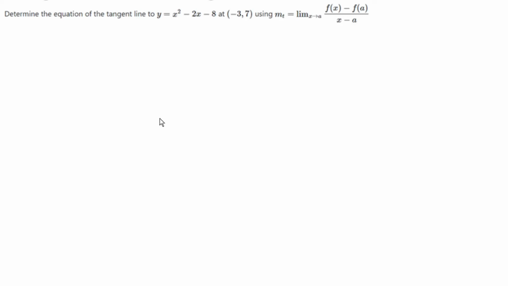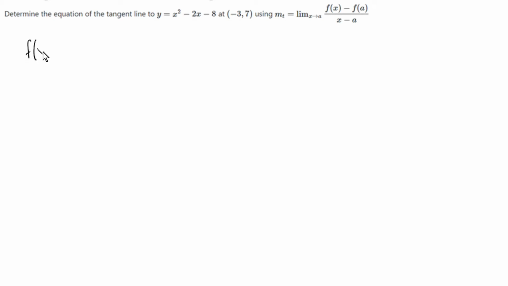Determine the equation of the tangent line to y equals x squared minus 2x minus 8 at (-3, 7), using the slope of the tangent line equaling the limit as x tends to a of f of x minus f of a over x minus a. So we will define f of x first.